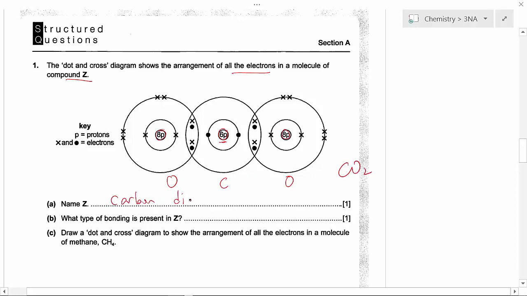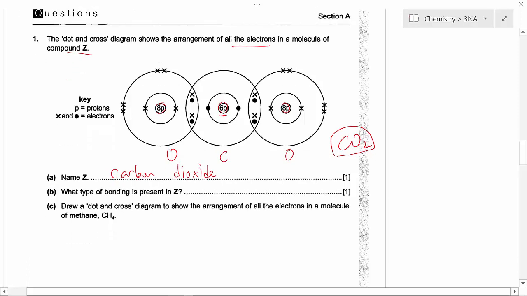So you can always use a proton number to identify the elements in the periodic table, and by combining the 3 atoms together, you get carbon dioxide. What type of bonding is present in Z? They share, right? So it's covalent bonding.